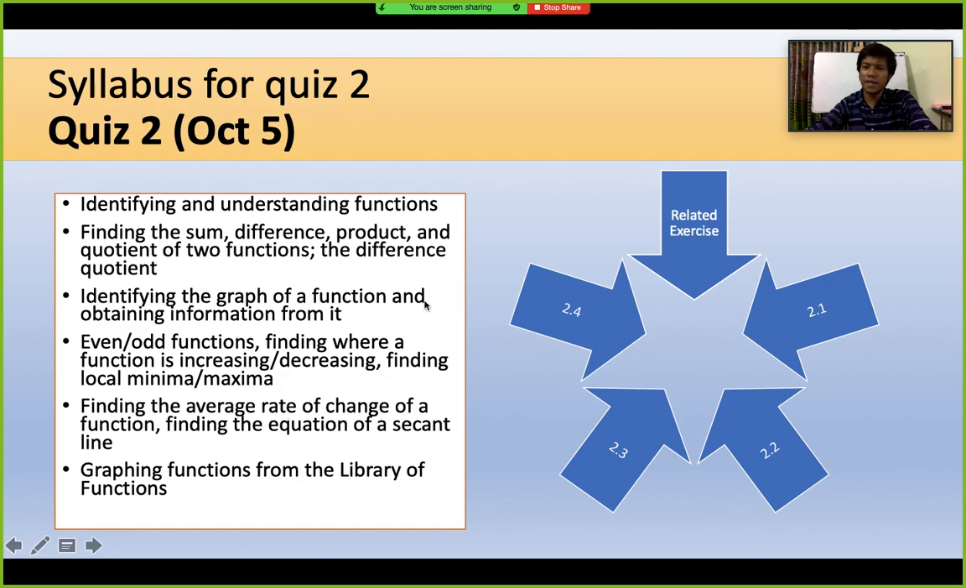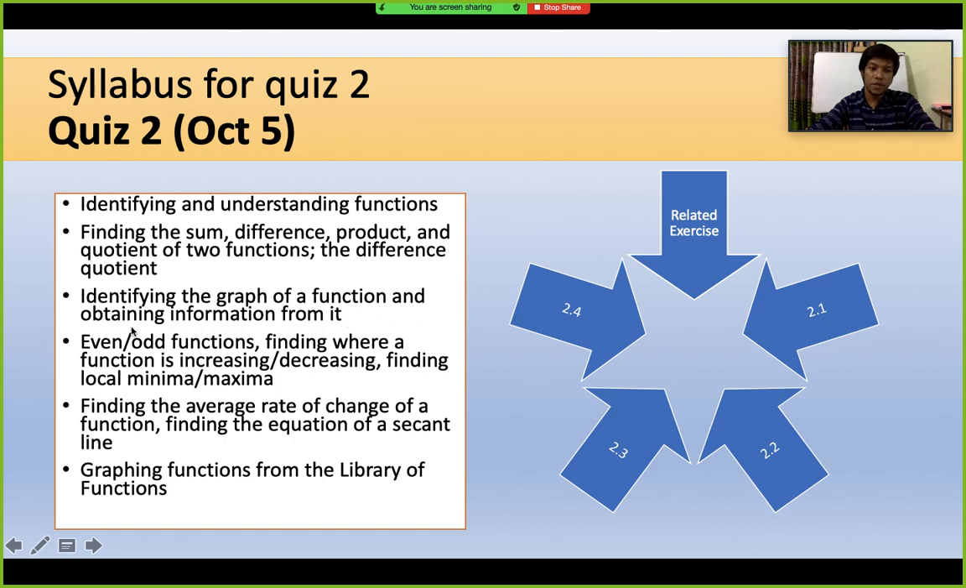These are sections 2.1, 2.2, 2.3 and 2.4. From 2.4 we have graphing functions and the library of functions, which we discussed today. The other topics we discussed in our last couple of classes: identifying and understanding functions, that means which one is a function and which one is not. Then finding the sum, difference, product and quotient of two functions, so how we can combine two functions, f(x) plus g(x), f(x) minus g(x), that kind of thing.